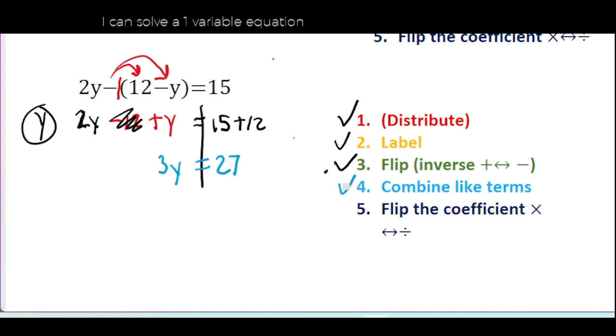And boom, last step. Let's flip that coefficient. So that times 3 becomes divided by 3. And so y equals 27 divided by 3, which is 9.